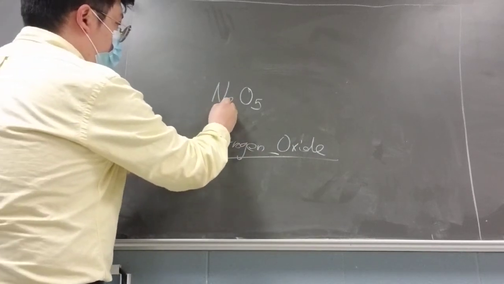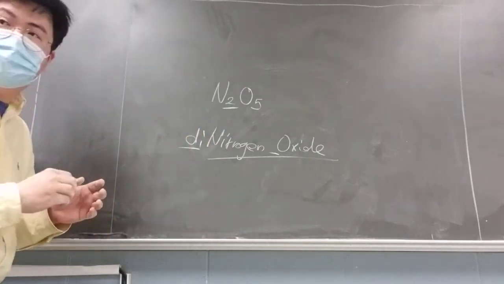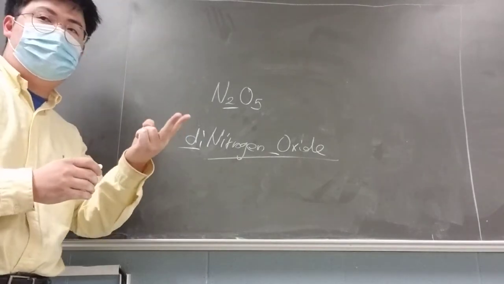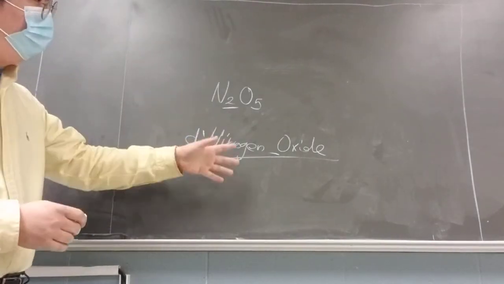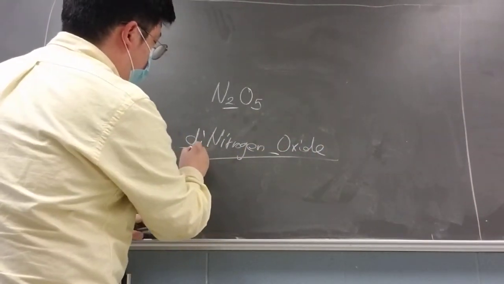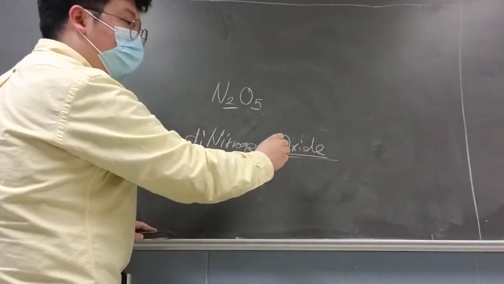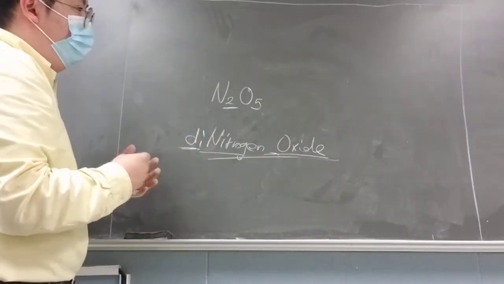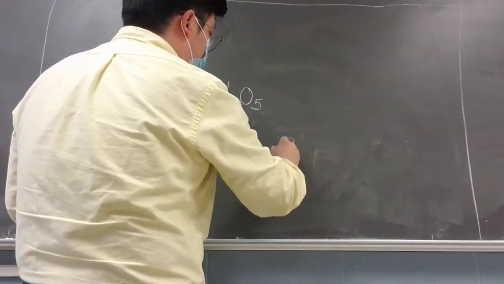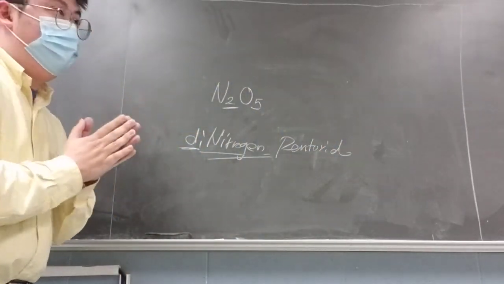So what you can do is use the prefixes. Mono means 1, di means 2, tri means 3, tetra means 4, and 5 is penta. So this is dinitrogen pentaoxide, or pentoxide. I think they're pretty much the same.